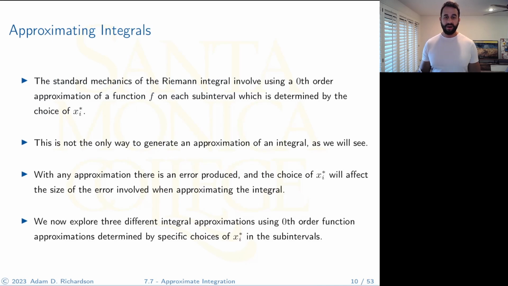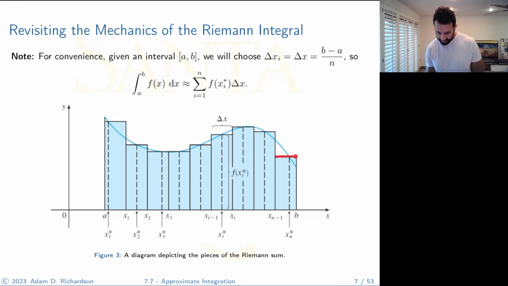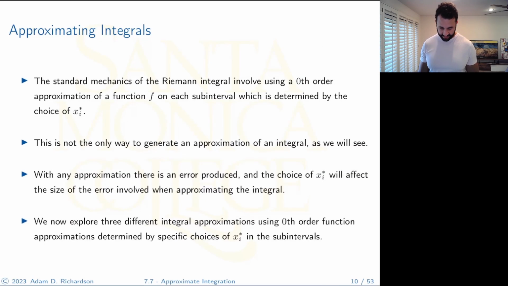Now, the standard mechanics of the Riemann integral involve using a zeroth order approximation of a function, and the approximation is determined by your choice of sample point x sub i. If I go back to that picture again, these horizontal lines are zeroth order approximations of the curve at those sample points. We pick those sample points, we compute the height of the function at that point, and then we draw a horizontal line at that height over the entire interval. That's a zeroth order approximation of the function, and then we use that to get an approximation of the integral of that function.